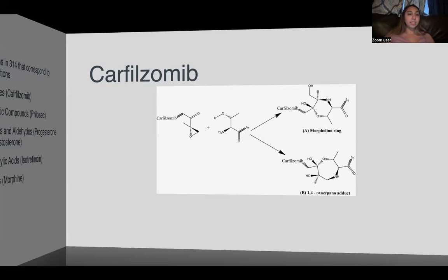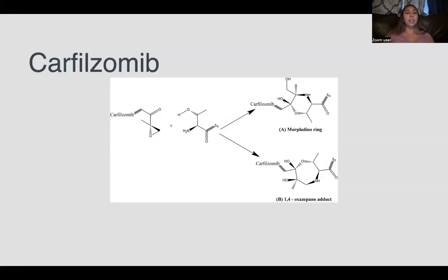So the first one that I would like to talk about today is carfilzomib. Carfilzomib is an injection that is used to treat patients with multiple myeloma. The classification of the medication is known as a proteasome inhibitor that targets cellular mechanisms of protein degradation by blocking the beta proteolytic subunits of the 20S proteasome.